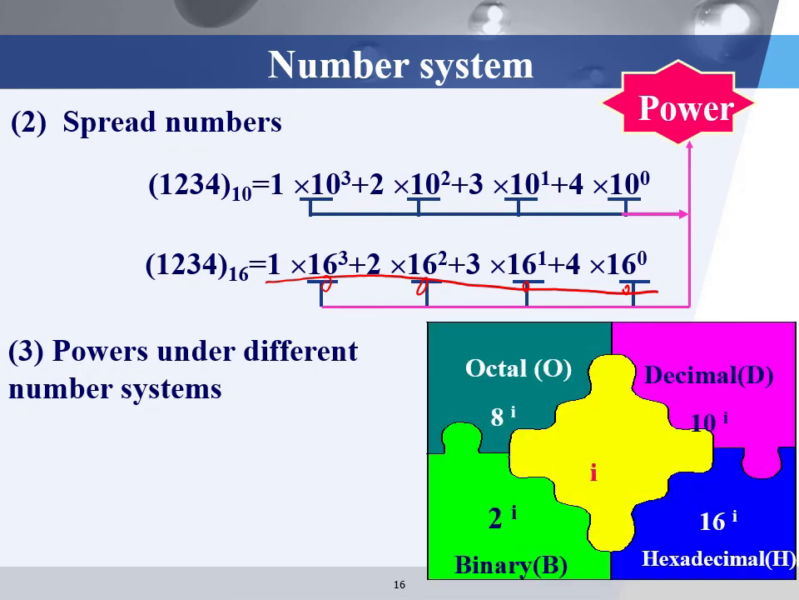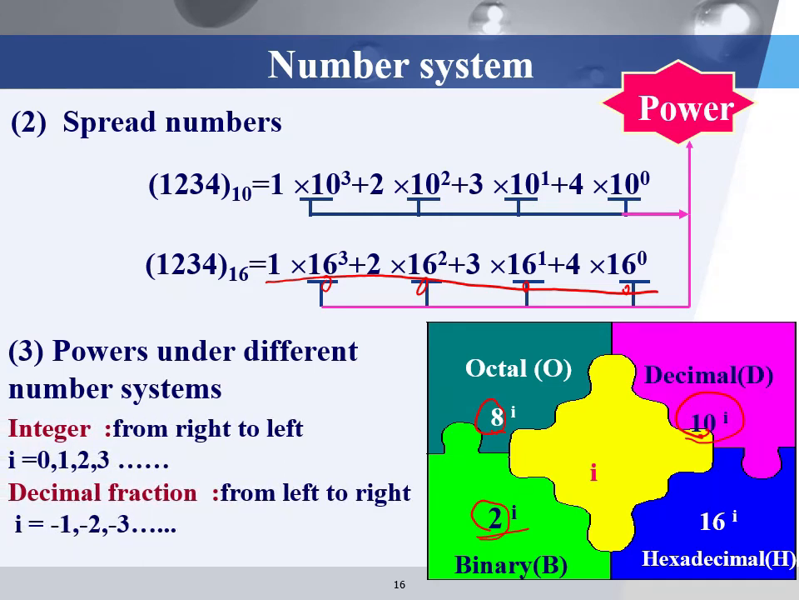So here shows you the power under different number systems. Of course, in decimal, the power will be 10 to the highest power. And in binary, it will be 2 to the highest power. And in octal, it will be 8 to the highest power. And in hexadecimal, it will be 16 to the highest power. Because here we have the base, which is the number of digits in the number system.